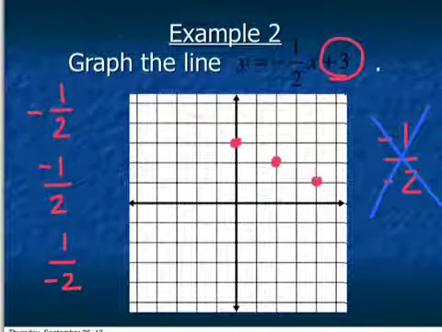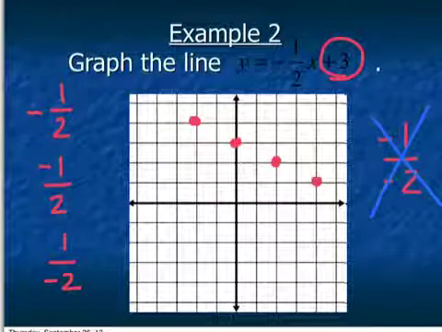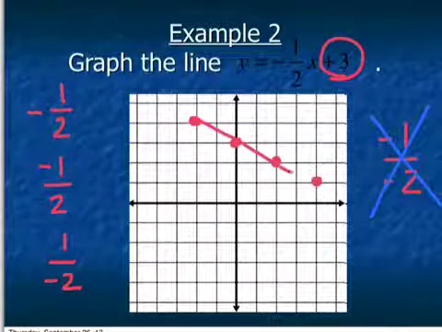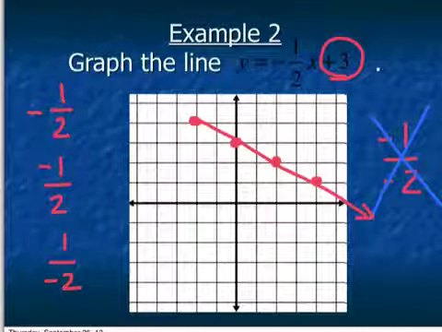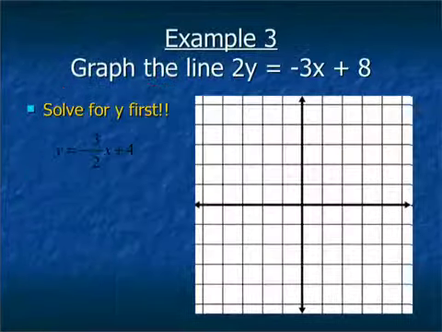And hopefully you can see that if I put that point in right there, that it's all going to fall on the same line. So that's why it doesn't matter whether you put the negative on the top or the bottom. You just don't want to put it on both because that's really going to make the negative end up canceling out. And there's that line. Okay, let's try some more.